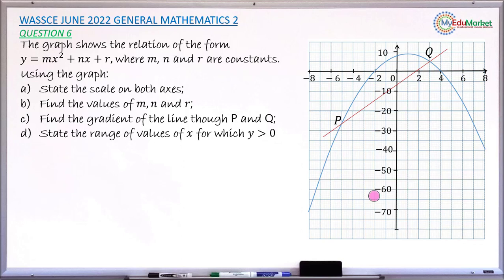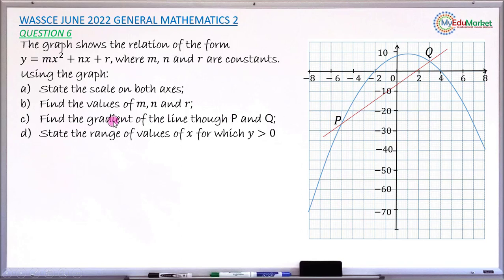This is WAEC June 2022 General Mathematics Paper 2, and we are answering question number 6. The question says that the graph shows the relationship of the form y equals mx squared plus nx plus r, where m, n, and r are constant numbers. This is the graph displayed here.